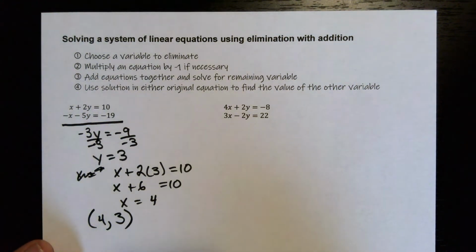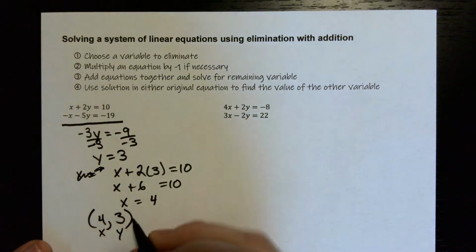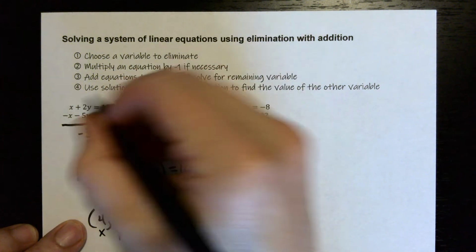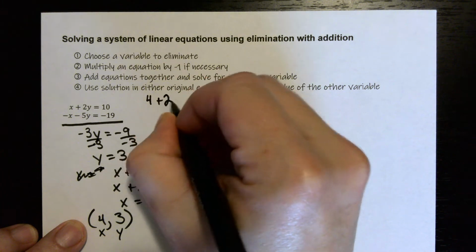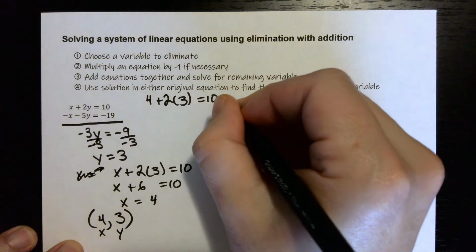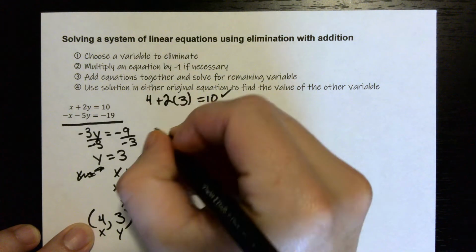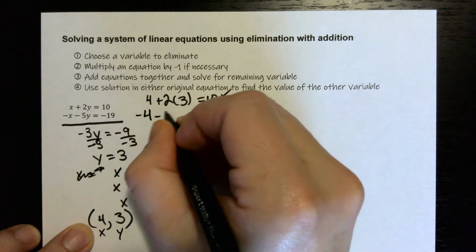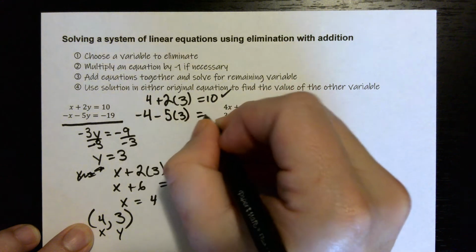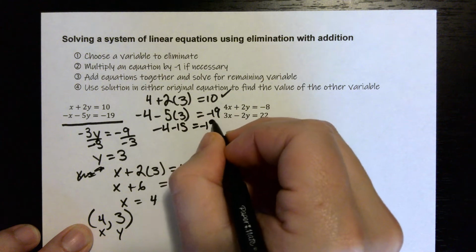Now, if you're not convinced that this is the right answer, you can plug the 4 and the 3 into both of these and see if you get true statements. So let's do that just this once. Remember, this is your x and this is your y. So let's look at the first one. Instead of x, we have 4 plus 2 times 3 equals 10. That's 4 plus 6 equals 10. True. The next one, we get negative 4 minus 5 times 3 equals negative 19. That's negative 4 minus 15 equals negative 19, and that's true as well.